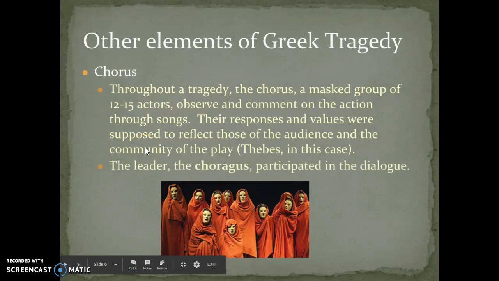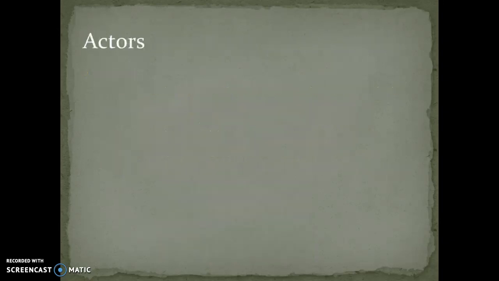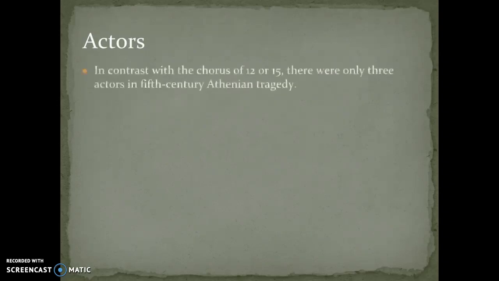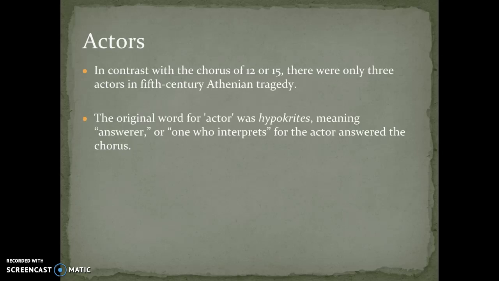Now, the leader, the choragus, participated in the dialogue, so this one character could come forward and actually interact with the other actors on stage. So let's talk about the actors on stage. In contrast with the chorus of 12 or 15, there were only 3 actors in 5th century Athenian tragedy. The original word for actor was hypocrites, which meant answerer, or one who interprets, for the actor always answered the chorus. The chorus would pose a question or say something to them, and then they would respond.